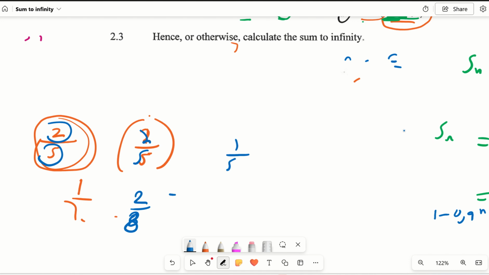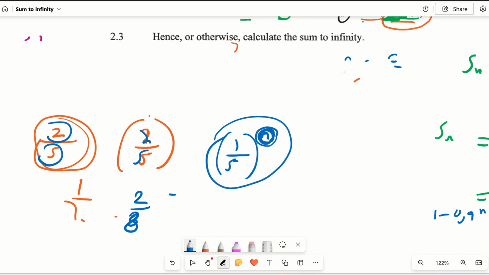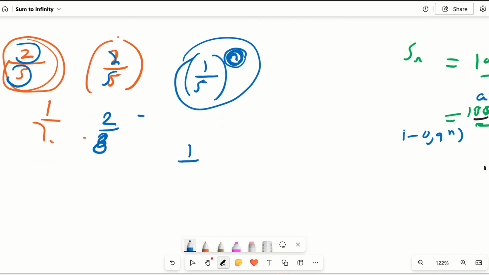Whenever you have a proper fraction in brackets with a power there, the higher this power becomes, the closer the value gets to 0. Let's test it here.